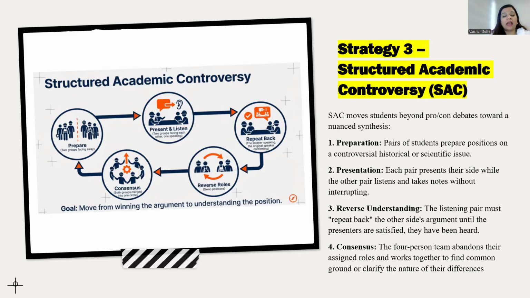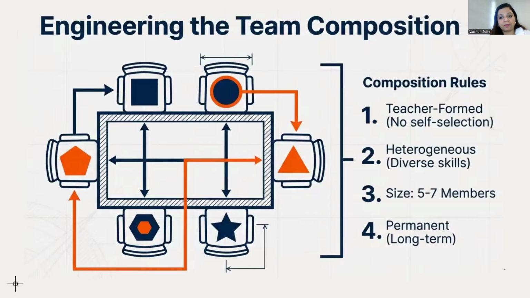Okay. And then finally, the fourth step is consensus. So they come to consensus. The four-person team abandons their assigned roles and they work together to find common ground or clarify the nature of their differences. Now the goal is not who won. The goal is to have a shared decision, to have a shared statement of what is still unclear and what evidence would really resolve it, right? So this is how it helps.